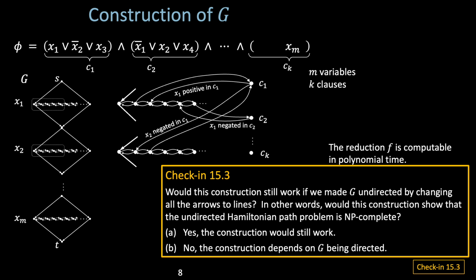Something that, if you're interested, you might like to think about: can we rewrite this construction where we make G undirected, and can we show that the undirected Hamiltonian path is NP complete? And the answer is either yes, the construction would still work, or no, the construction depends on G being directed. So you're welcome to think about that.